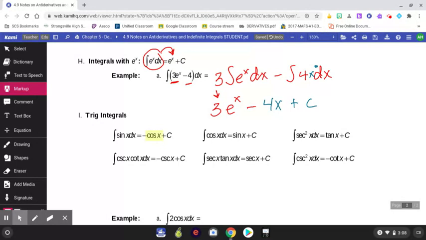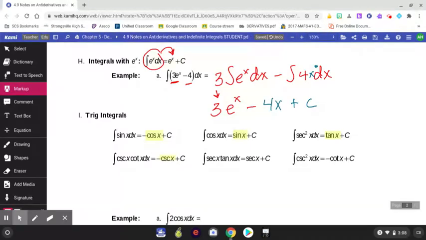The derivative of cosine is what? Well, the derivative of cosine is really negative sine. We keep the negative out. The derivative of sine is cosine. So that's what I would integrate is cosine. The derivative of tangent is secant squared. So I would integrate secant squared to get tangent, to go backwards, right?